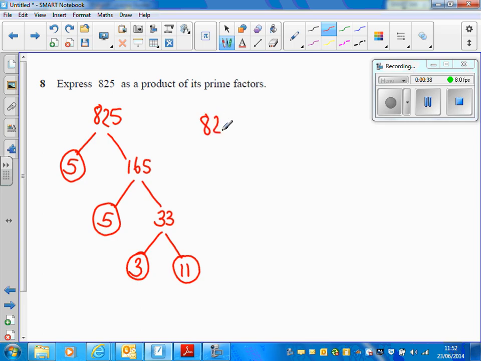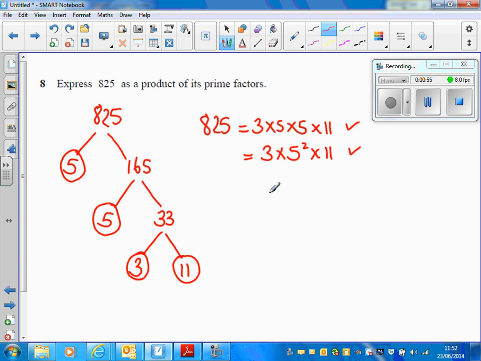So 825 as the product of its prime factors. I like to write them in order, so it's 3 times 5 times 5 times 11. Sometimes they ask you for powers of prime factors, in which case it would be 3 times 5 squared times 11. Either of those would do, though, in this case.